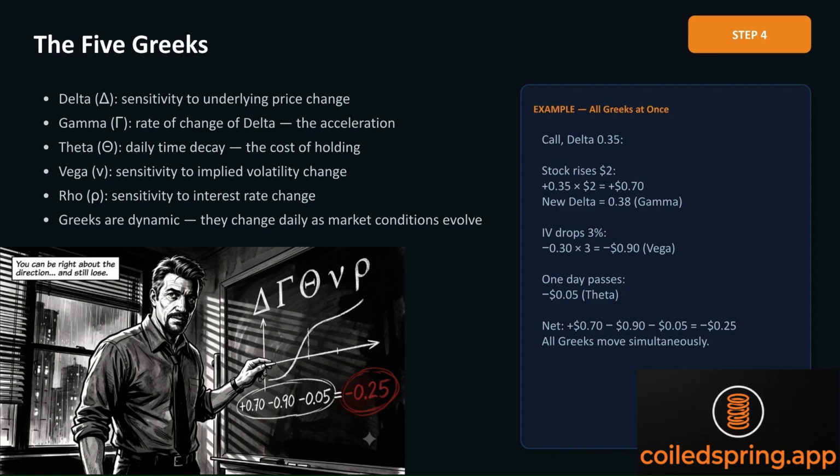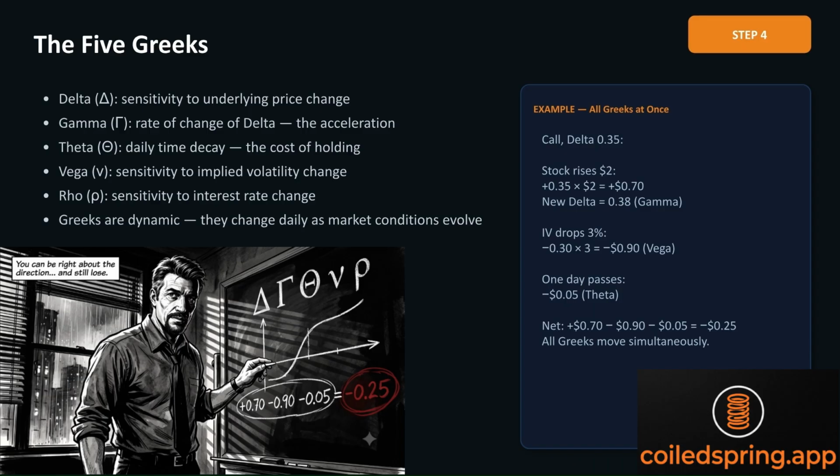Gamma. Gamma measures how much delta itself changes as the stock moves. Delta is not static. When the stock rises, the delta of a call increases. When it falls, delta decreases. Gamma is the rate of that change, the acceleration. A high gamma means your delta responds quickly and aggressively to price moves. A low gamma means your delta is stable and changes slowly. For buyers, gamma is a friend. It means the position accelerates in your favor as the stock moves your way.